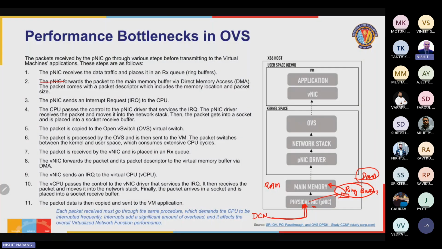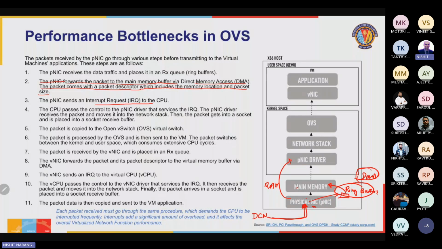So the physical network interface card forwards the packet to the main memory via the DMA. The packet comes with a packet descriptor, which includes the location of the memory and the packet size. So basically what we're saying is, with one DMA memory copy, the packet has reached the main memory. After it has reached the main memory, the physical NIC will send an interrupt to the PNIC driver, the physical network interface card driver. Upon receiving this interrupt request, the CPU will come into the picture.